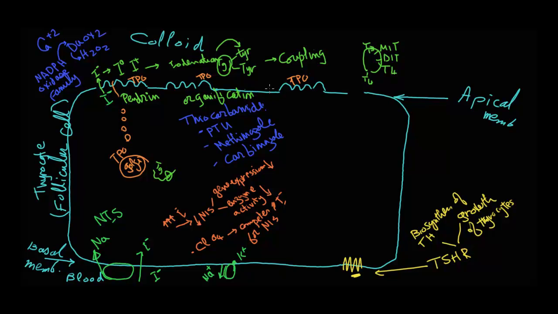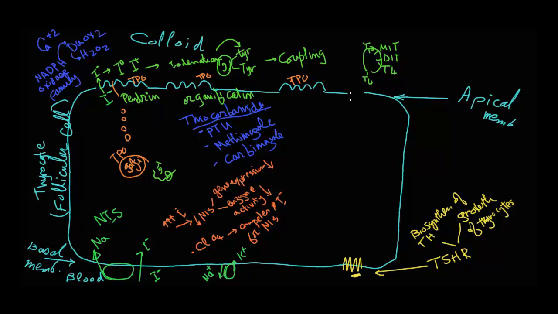On the other hand, there are some drugs which function at the apical membrane to competitively inhibit thyroperoxidase. These drugs belong to the thiocarbamide group, and it includes propylthiouracil, methimazole, and carbimazole. They competitively inhibit TPO and thus block the synthesis of thyroid hormone.